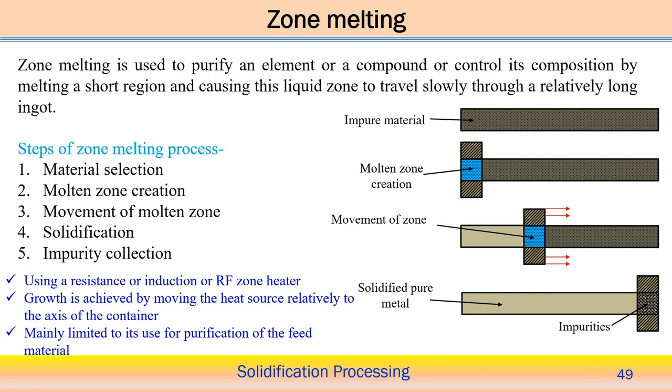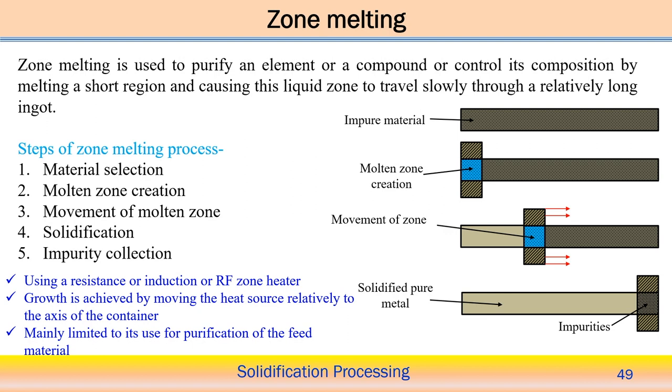They select a small zone, melt a short zone, and cause this liquid zone to move. That means the liquid zone moves in one particular direction, and subsequently the solidified zone is created through solidification. Here we see impure material, and to purify this element we consider a long bar as an example. With this long bar we create a heat source, which might be induction heating, resistance heating, or radio frequency waves, to control heating of one small zone.